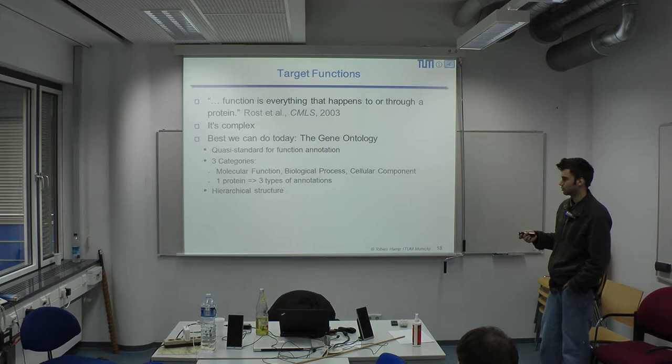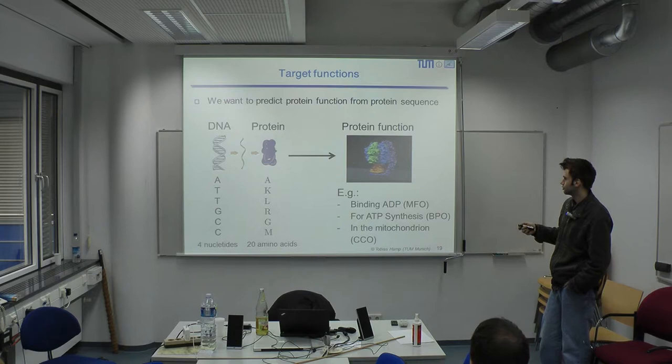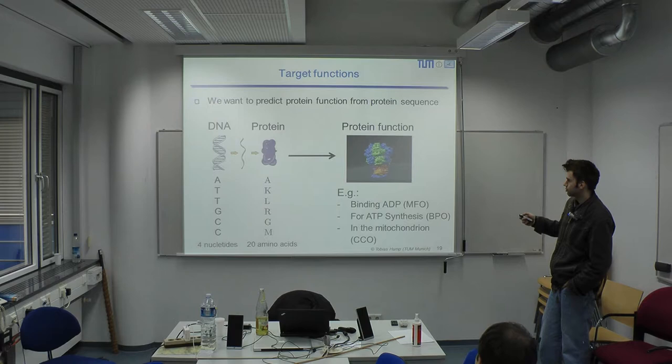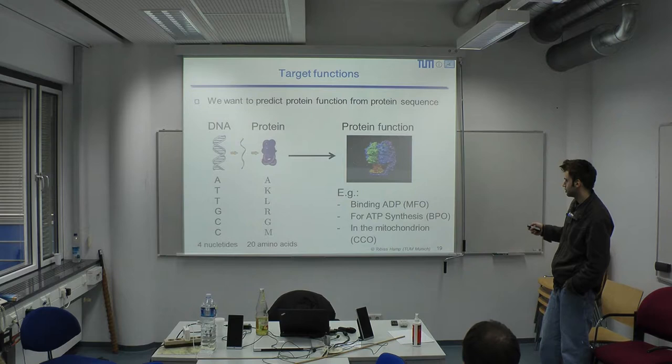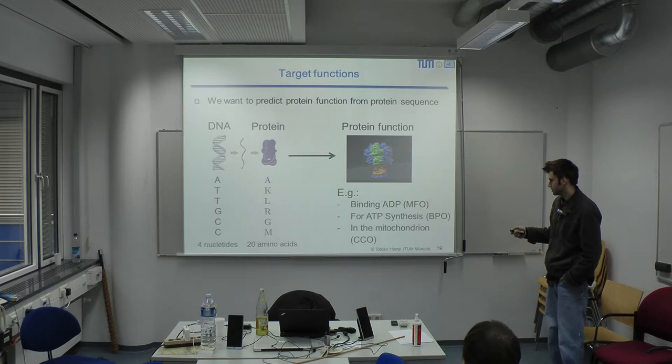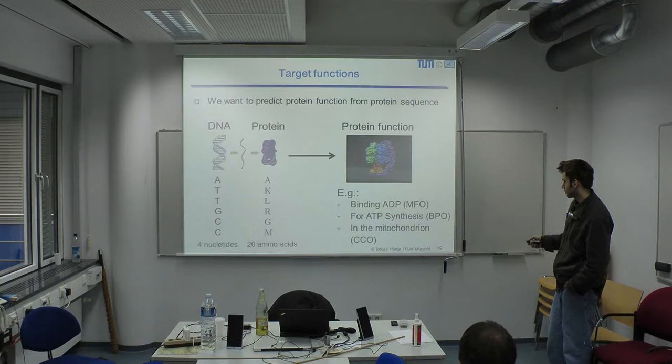And if you wanted to visualize this a little bit, again with the example that I've shown before, for this complex, for example, take one protein of this complex, then you would have an annotation binding ADP and transferring it to ATP in the molecular function ontology. This all would occur in the context of ATP synthesis as the biological process, and the complex would then reside in the mitochondrion as the annotation in the cellular component ontology.